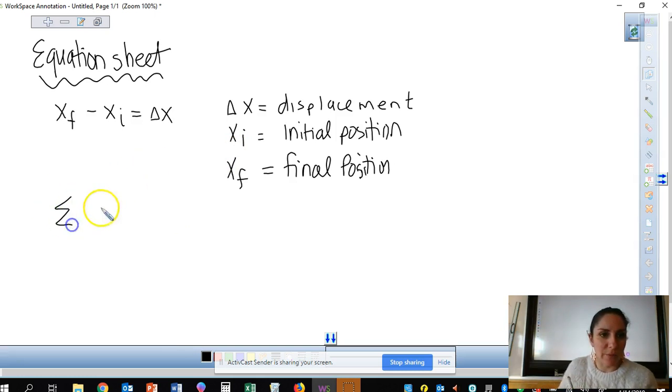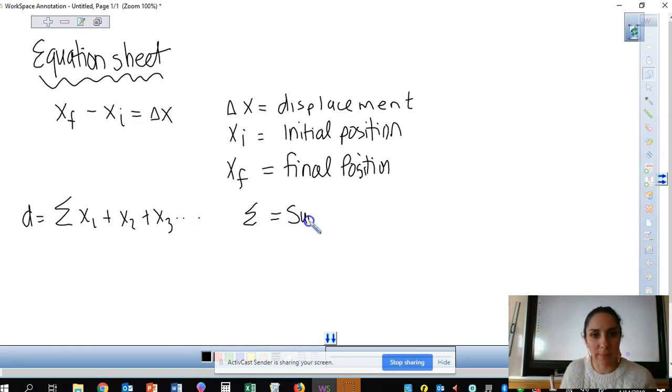If you remember, distance is the sum of any legs of distance that you have. Remember, this symbol means sum, and you can actually define that. I don't mind that, sum. And remember, these are the different legs. So if it goes forward and then goes backwards and then goes forward again, that's what these x's represent, different positions.